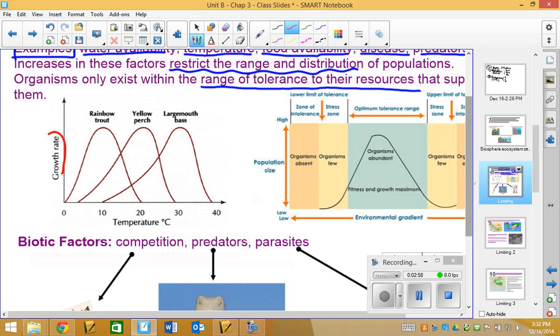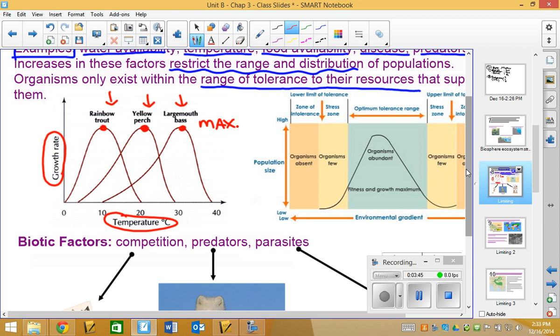It is showing growth rate as compared to temperature for 3 different types of fish: rainbow trout, yellow perch, largemouth bass. And what this is trying to illustrate is that each fish has a different temperature where their growth rate is at its maximum. So I'm focusing on this point here, the maximum. The point where their growth is maximum would obviously indicate to me that they like that temperature the best. That is the most productive temperature for them.